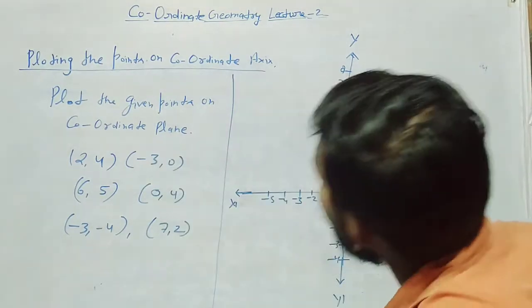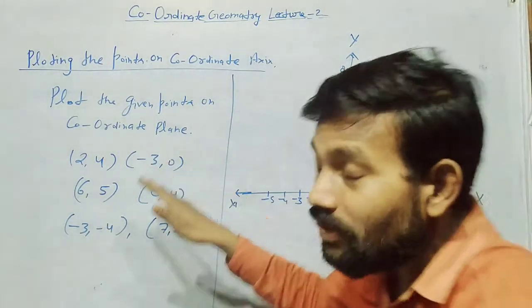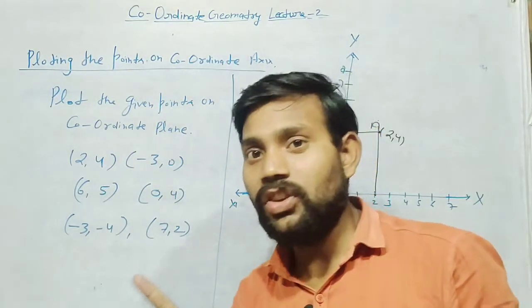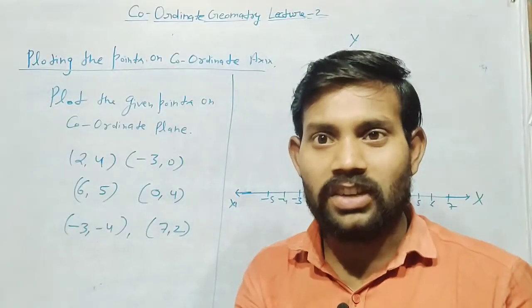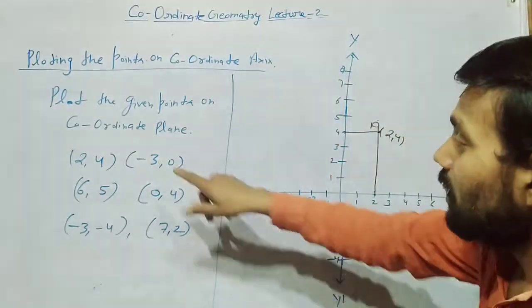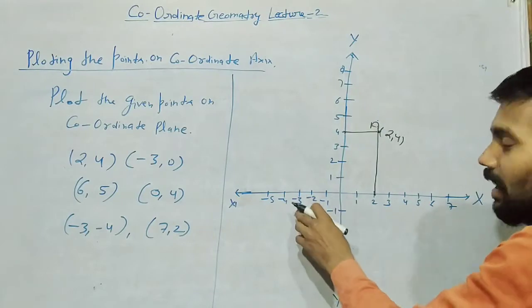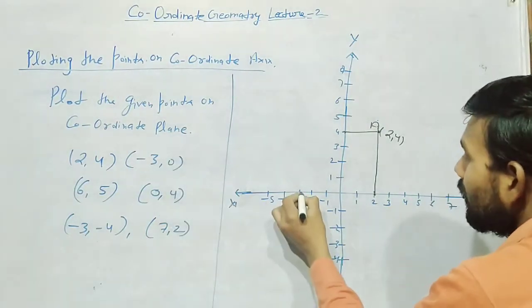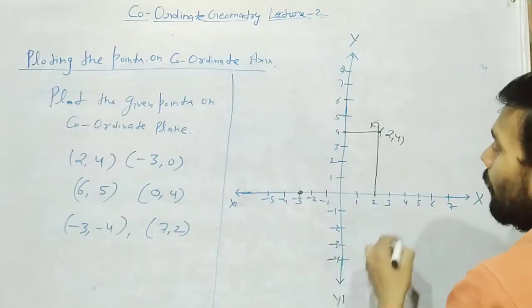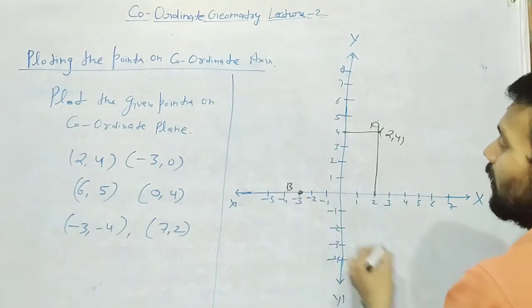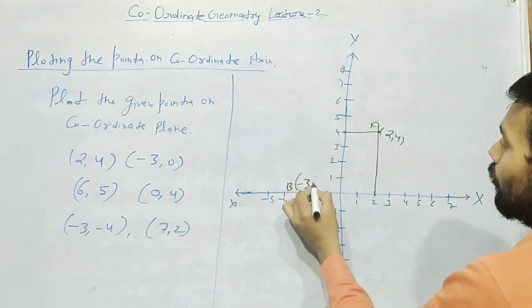And minus 3, 0. Minus 3, 0 means x negative and y 0. If y is 0, then it lies on the x-axis, in the negative direction, on the left side. Minus 3, y 0. So this is our point. This is point minus 3, 0.